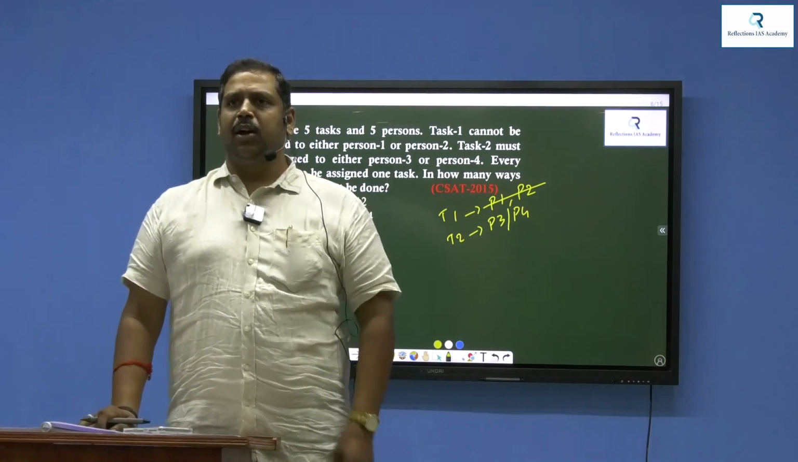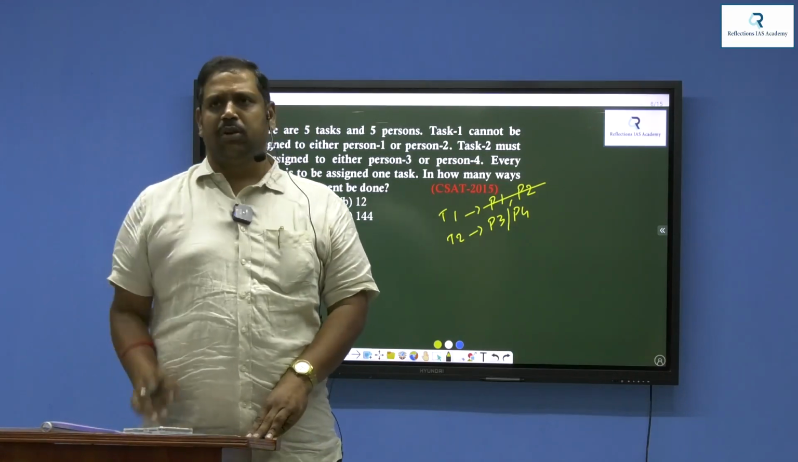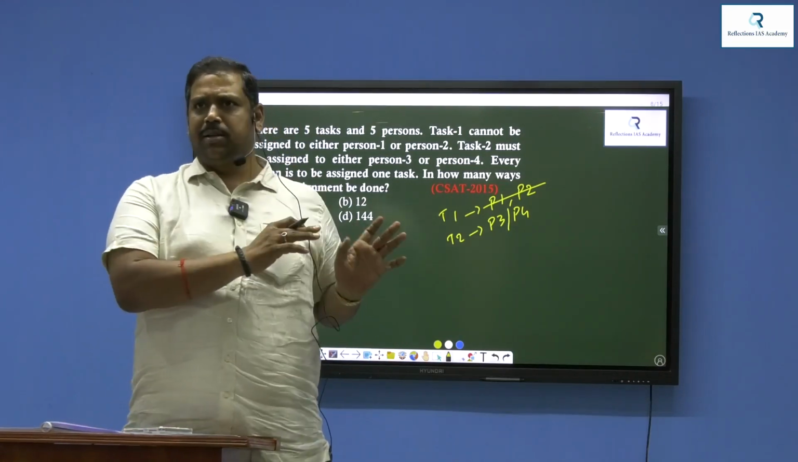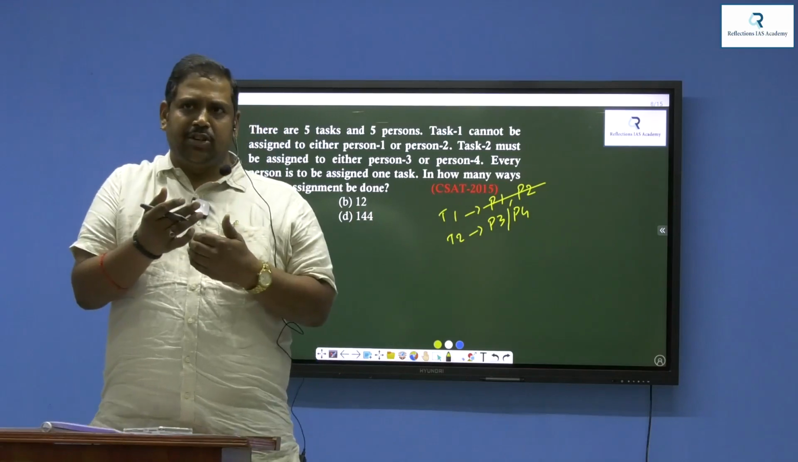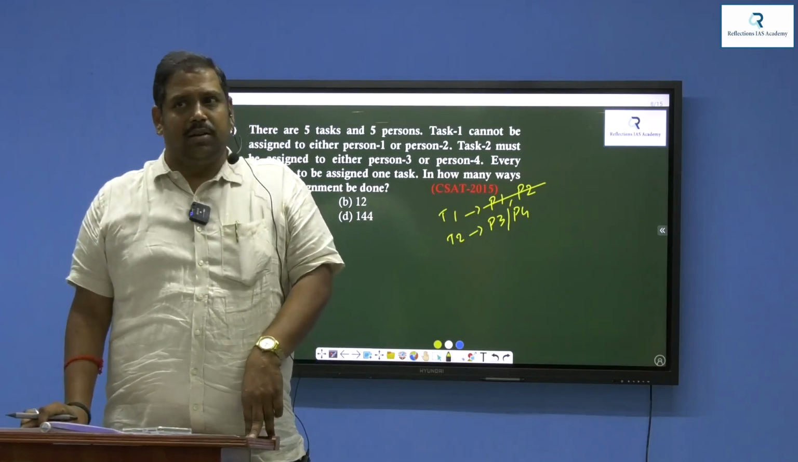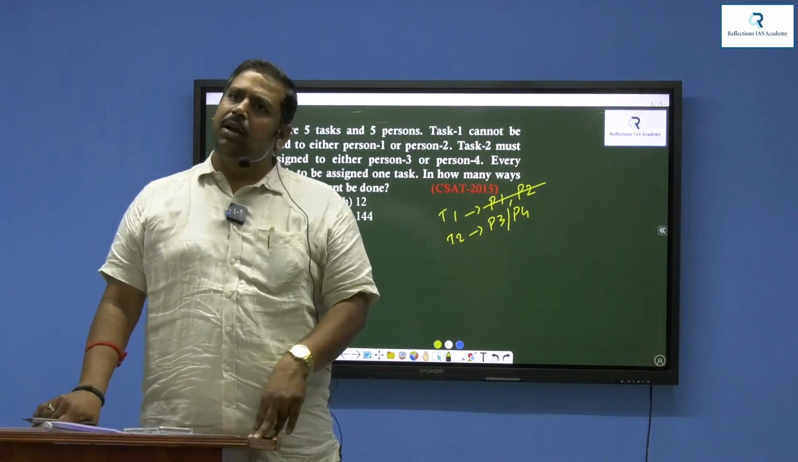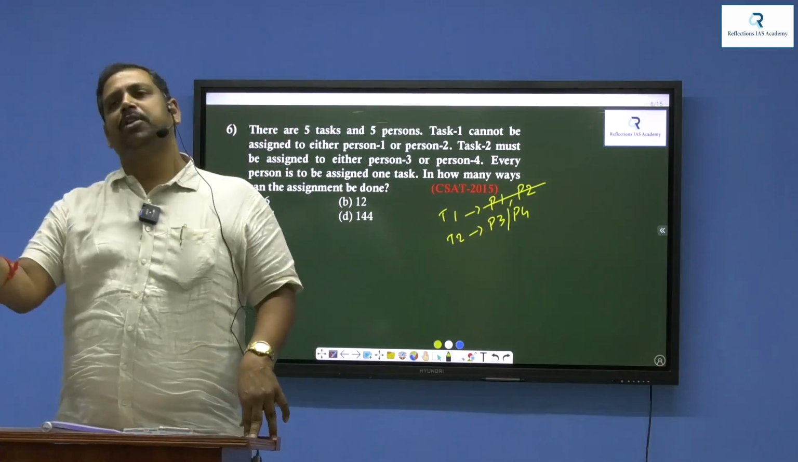Okay, true or false. Suppose I give first question true, second question false, and I got some marks. Then the next time, first question false, second question true. Same marks or different marks? Right or wrong? So that means order is important or not important? Important. So it is permutations.